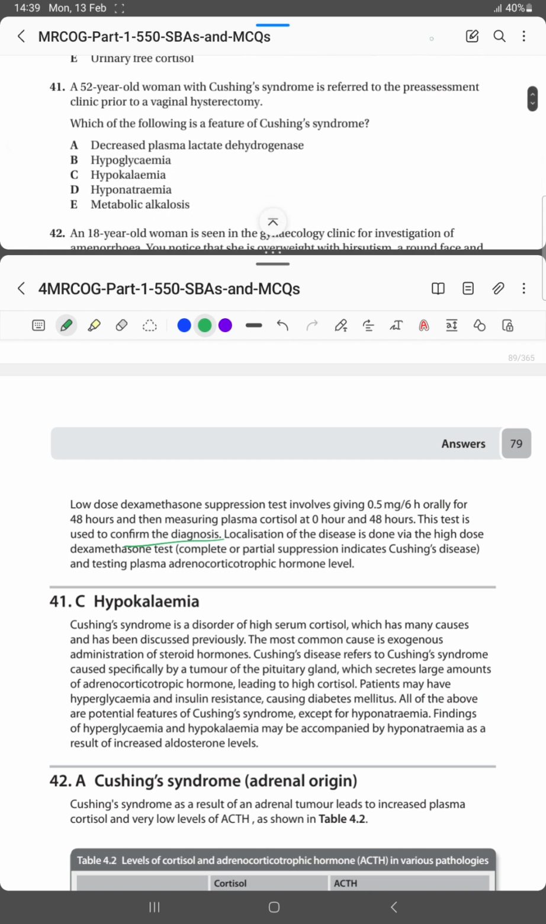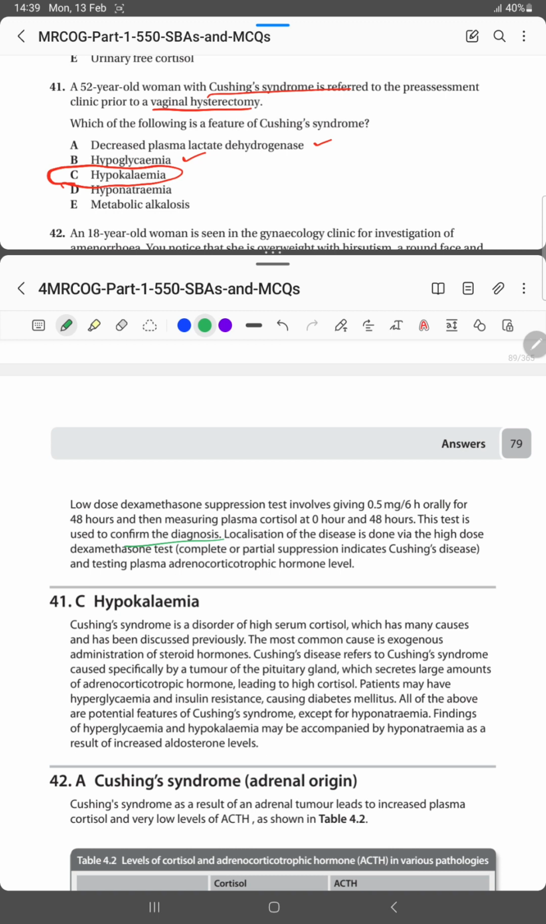A 52-year-old woman with Cushing syndrome is referred to the pre-assessment clinic prior to vaginal hysterectomy. Which of the following is a feature of Cushing syndrome? Decreased plasma lactate dehydrogenase? No, there is an increase. Hypoglycemia? No, there is hyperglycemia. Hypokalemia? Yes, hypokalemia, because in Cushing syndrome there is a decreased level of potassium. So the option will be hypokalemia.